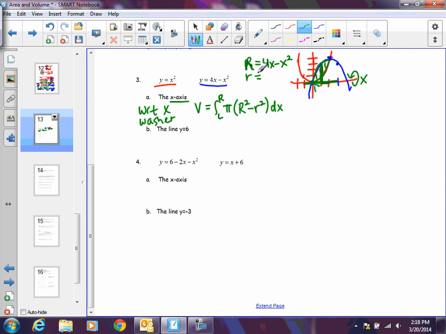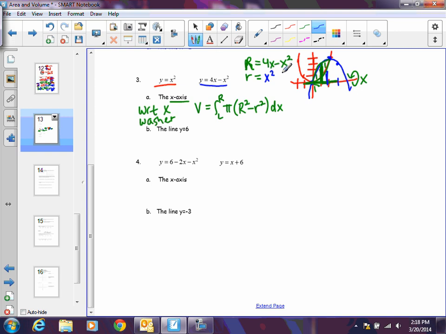All right? Okay, so little r, that's going to be right here. That's going to be from my line of rotation to the inner rim, which is also changing. So which parabola is this? X squared. And again, you can write minus 0, but you don't have to.